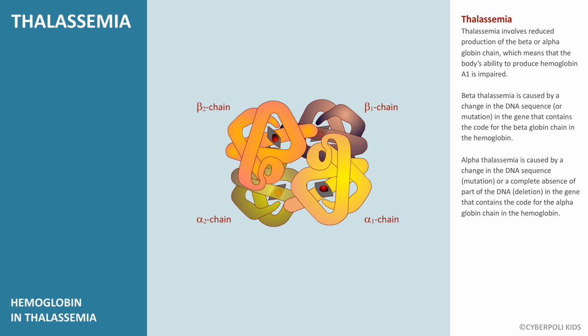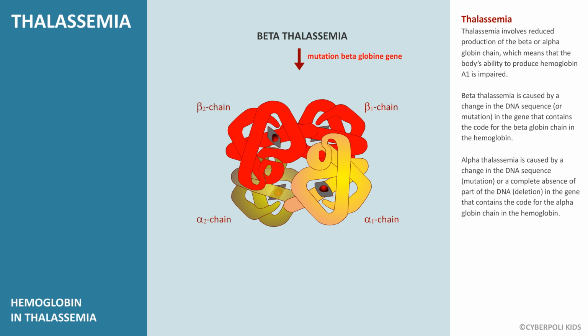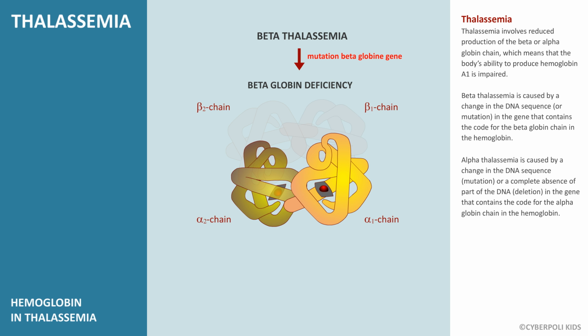Thalassemia involves reduced production of the beta or alpha globin chain, which means that the body's ability to produce hemoglobin A1 is impaired. Beta thalassemia is caused by a change in the DNA sequence, or mutation, in the gene that contains the code for the beta globin chain in the hemoglobin.